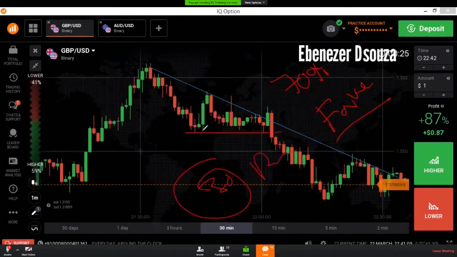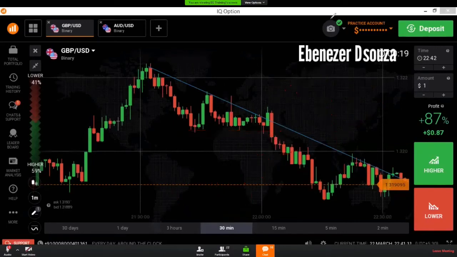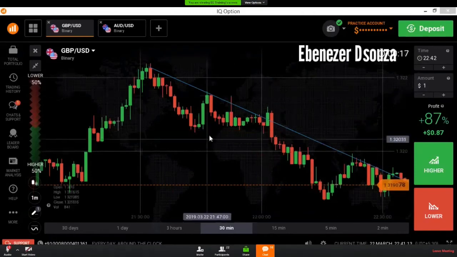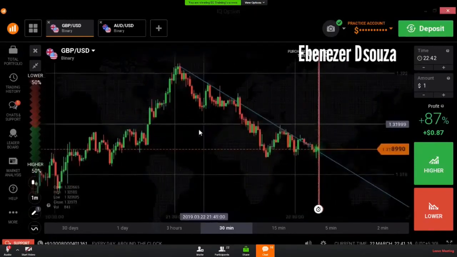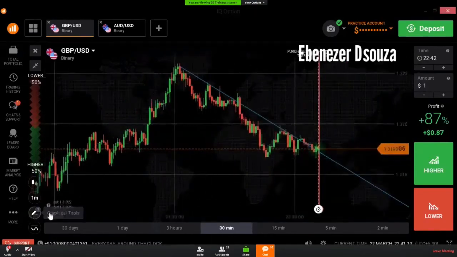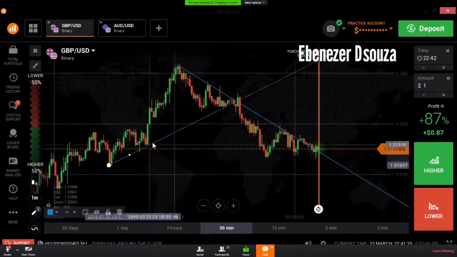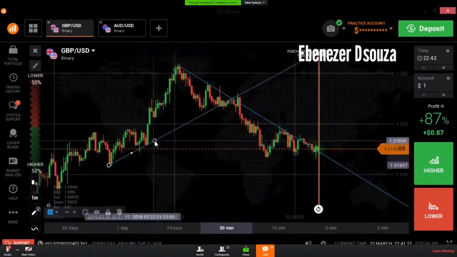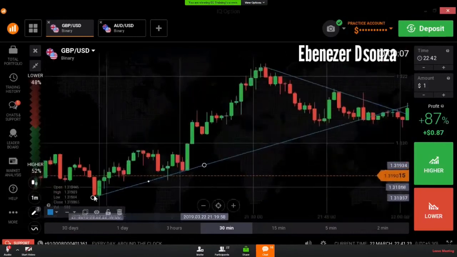Okay, if you see any breakout, always place your trade with confirmation. If you place your trade with confirmation, you will definitely win your trade. Most of the time, not every time, most of the time you will win your trade if you place your trade with confirmation like this.